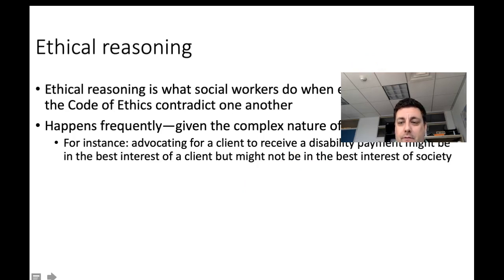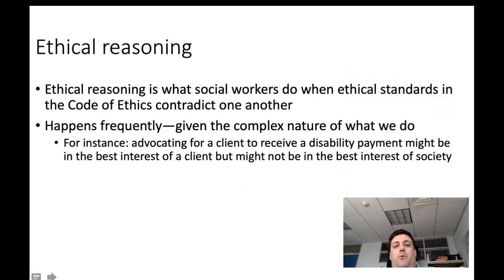When that happens, what we need to engage in is a process of ethical reasoning. This is exactly what we do when two or more ethical standards are in conflict, or when they contradict one another. I'll give you a real basic example here. The real purpose of this example is simply to say that the need for ethical reasoning happens quite frequently, and that's really a function of the complex nature of what we do. So here's a really basic and generic example.